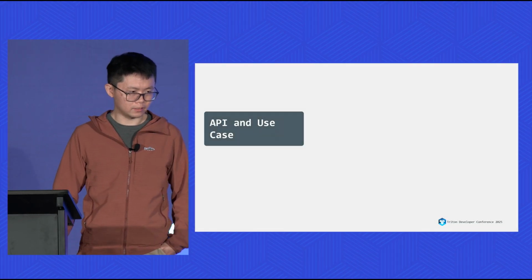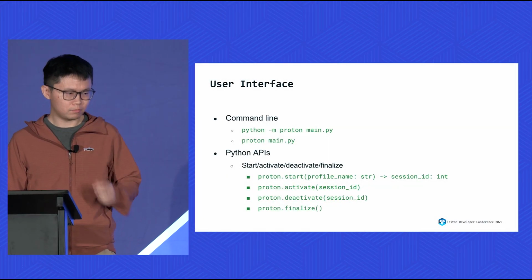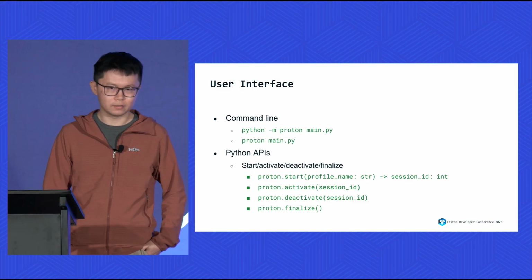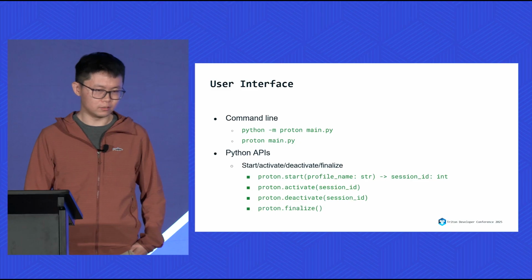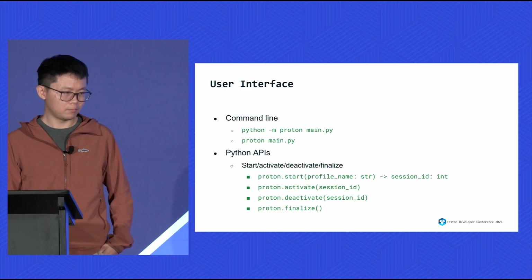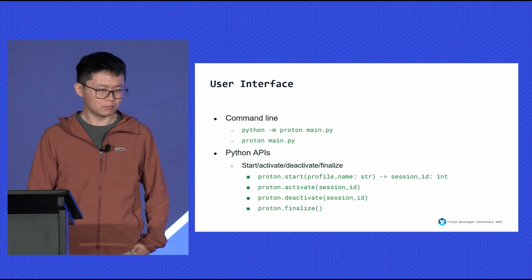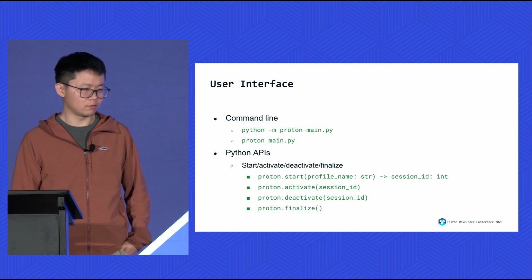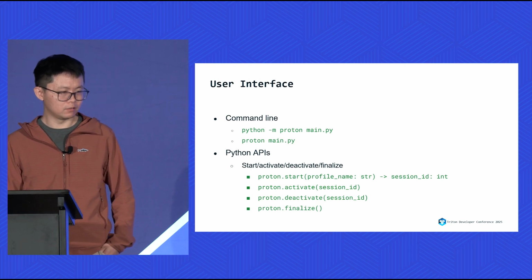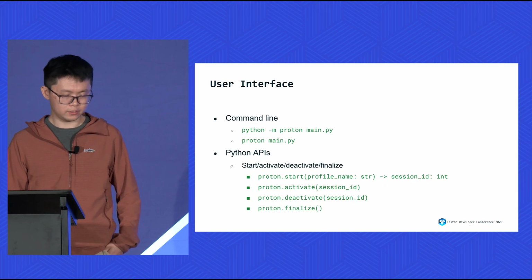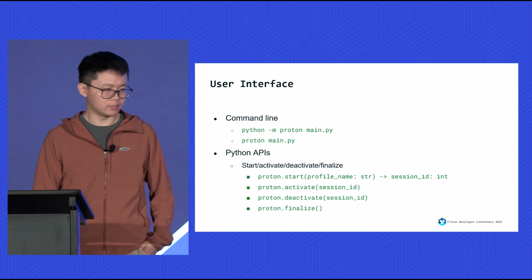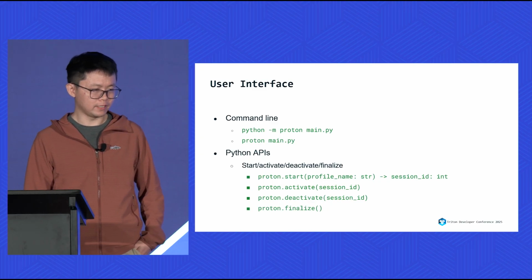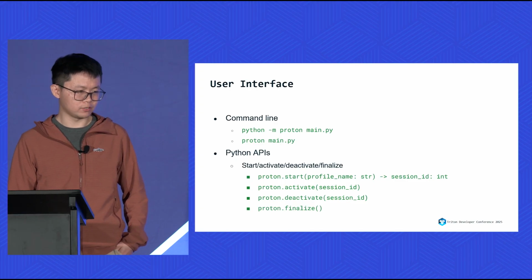All right, next we are going to get into the major APIs and one of the use cases. As I mentioned, Proton supports both a command line-based interface and a Python API-based interface. The difference is that using the command line, we're going to just profile all the kernels. But using Python APIs, we can have more fine-grained control over what kernels and what regions we want to profile. For example, you can start a profiling session, and if there is code that you are not interested in, you can skip it with the deactivate API and reactivate the session upon reaching the interesting region again.